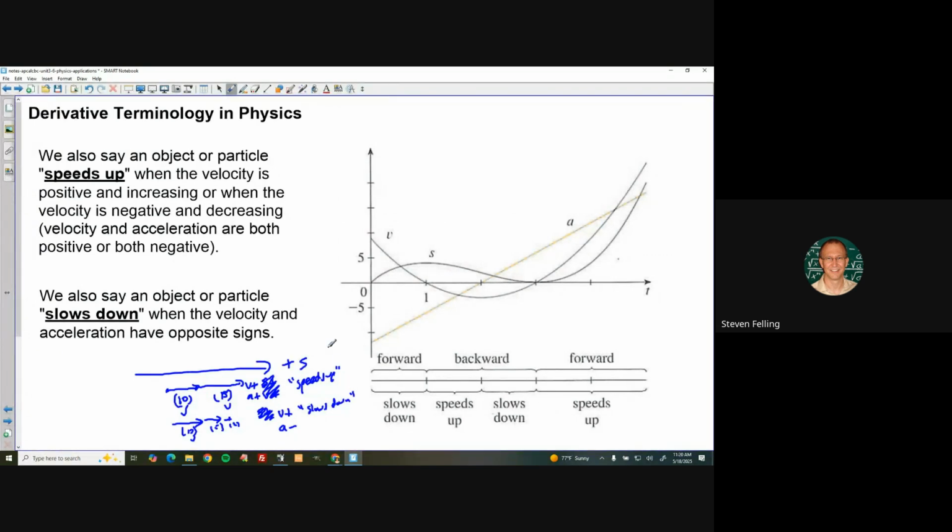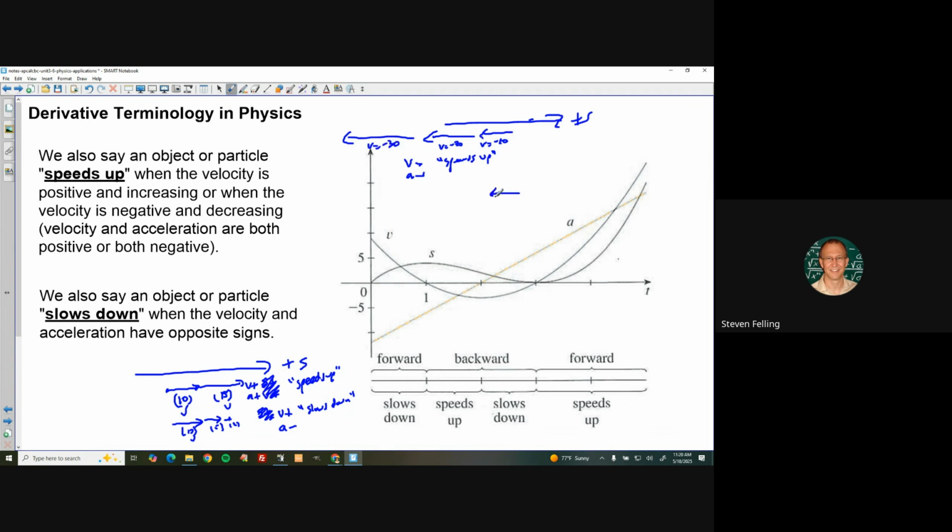Okay? The same is true in the negative direction. Let's say that this is the positive direction, but I'm currently moving in this direction. So my velocity is negative 10, let's say. And then at a later time, my velocity is negative 20, and then my velocity is negative 30. If my velocity is negative and my acceleration is negative, because the numbers are getting more negative, the sign is the same, then this object speeds up. It's just doing so in the negative direction.